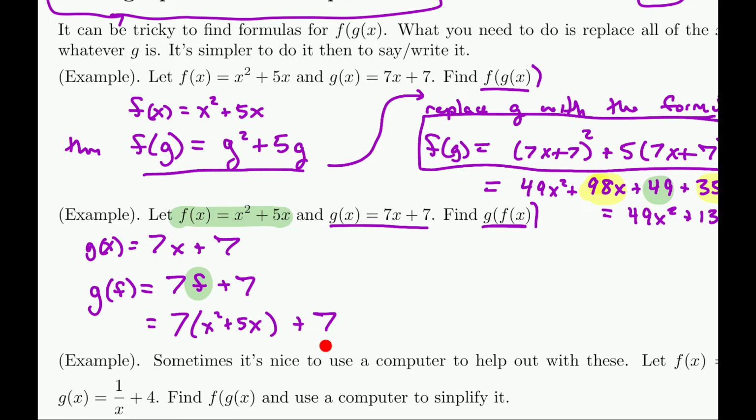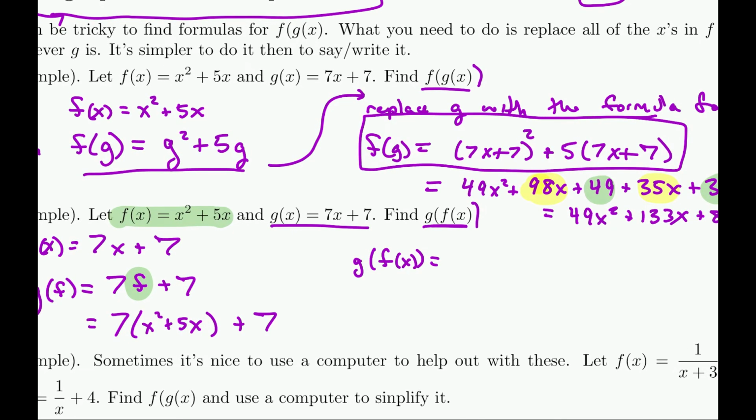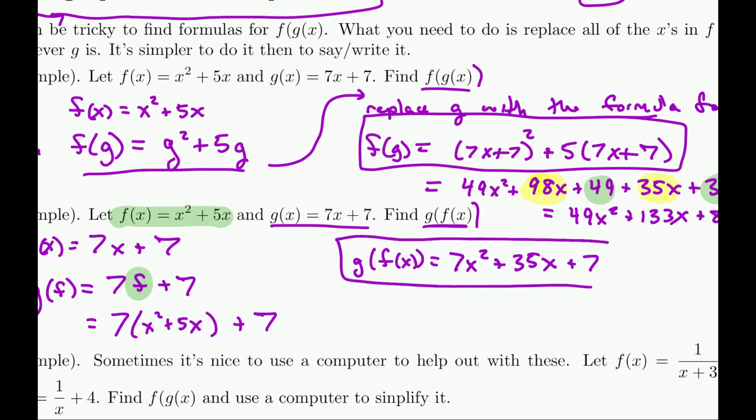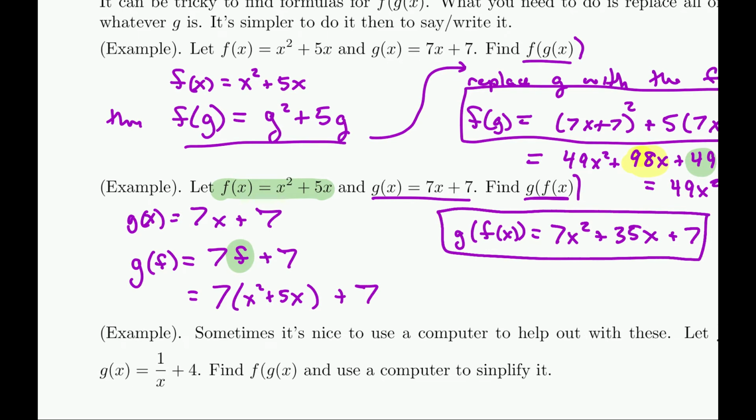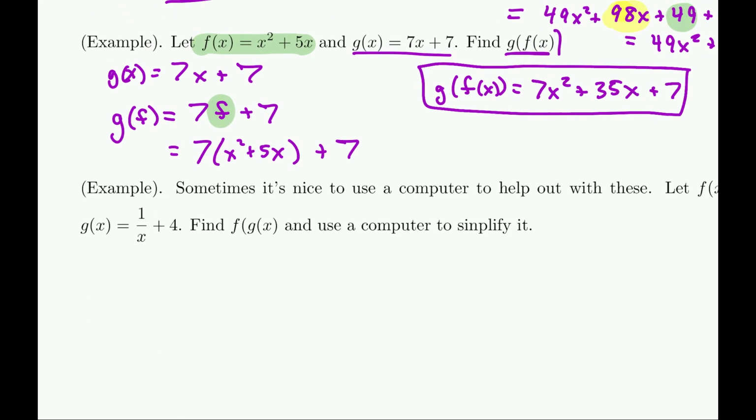Then if you want to simplify it, you can. So I would say g of f of x is, and then what is it? Well, we can multiply this out. 7 times x squared is 7x squared. 7 times 5x is 35x. And then plus 7 is plus 7. And there would be your answer. So notice that these go pretty quickly. Sometimes, if you follow my method for doing this, but some are definitely trickier than others.